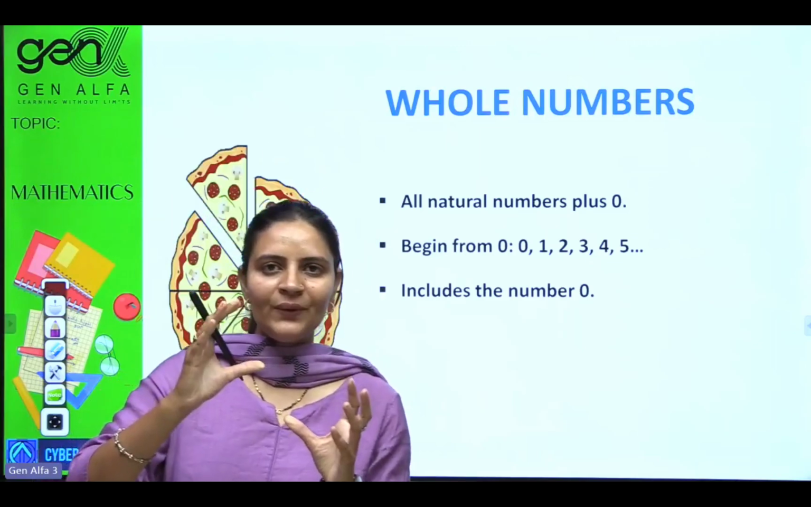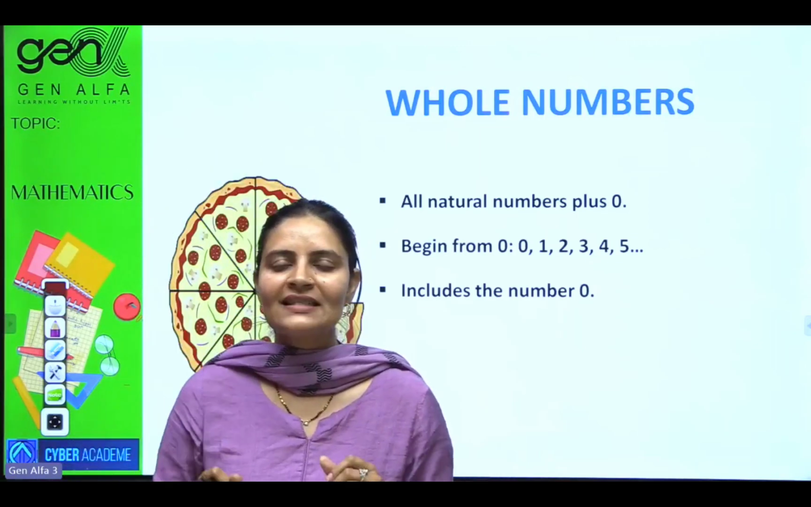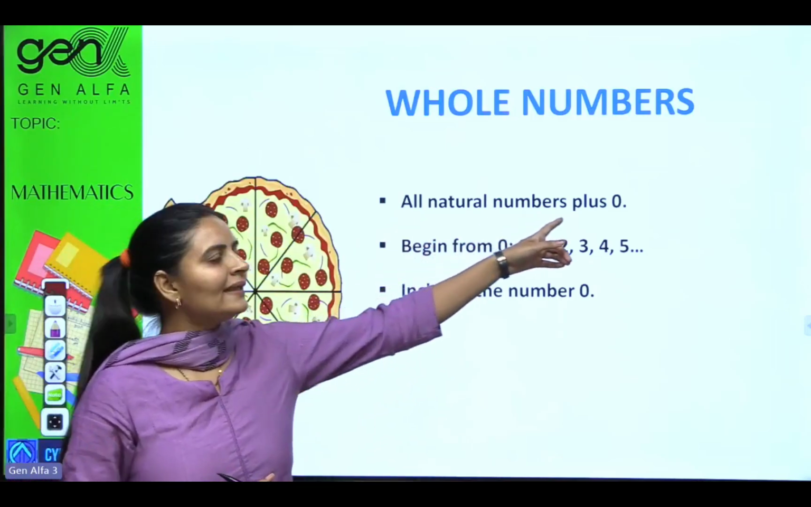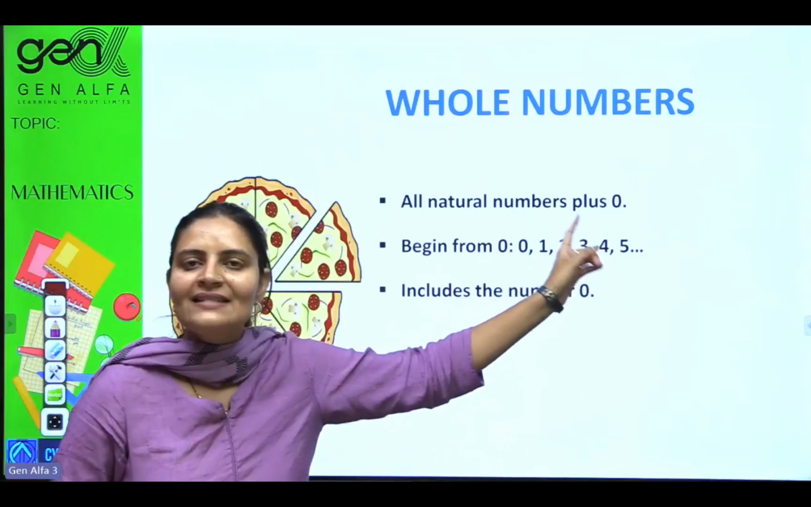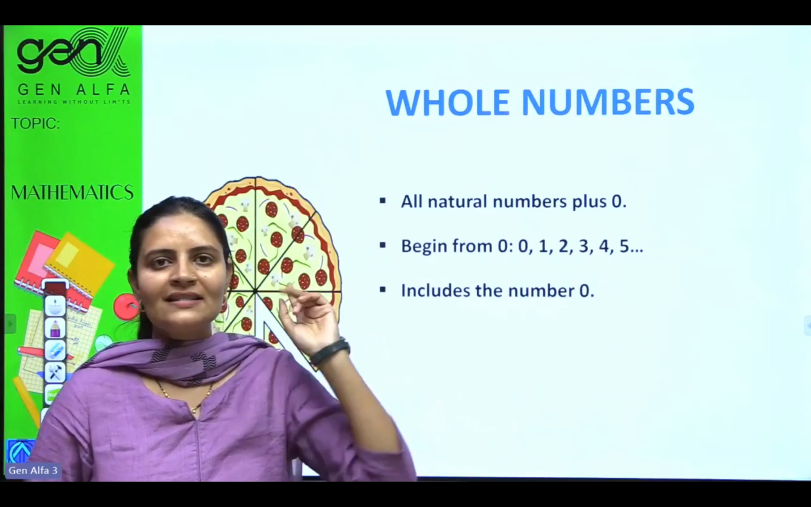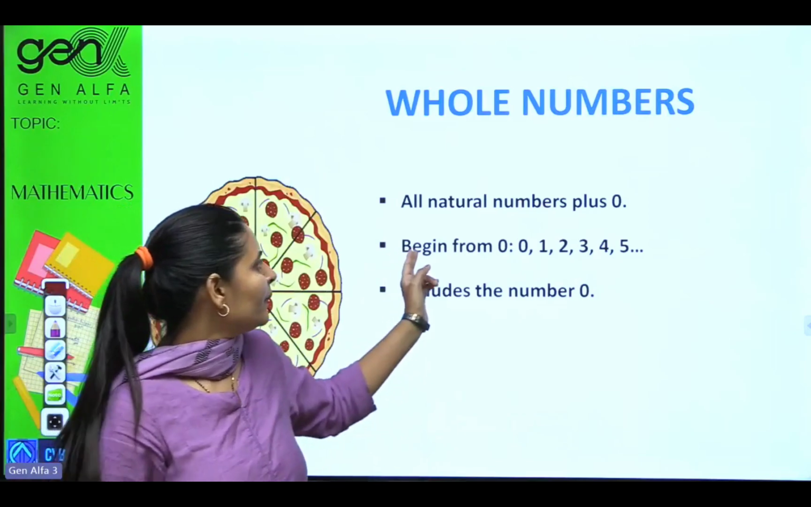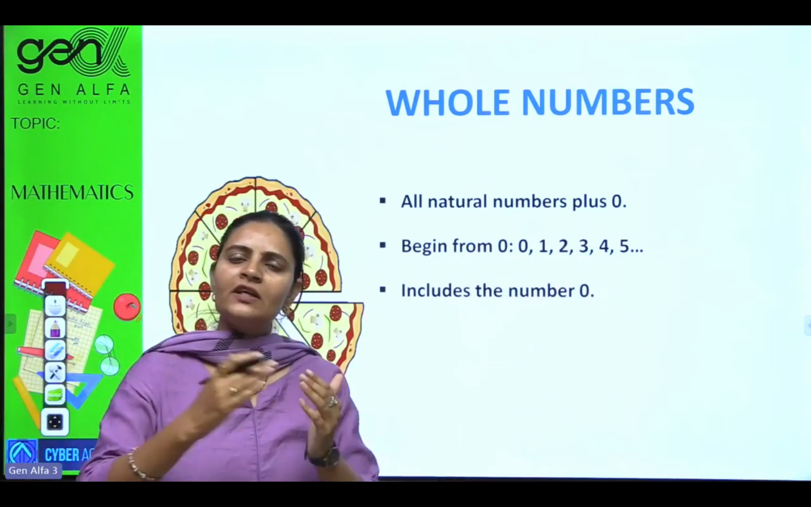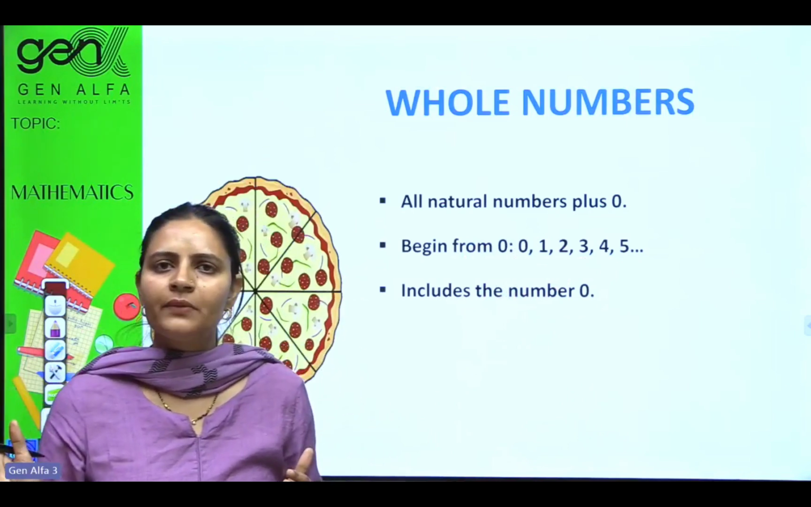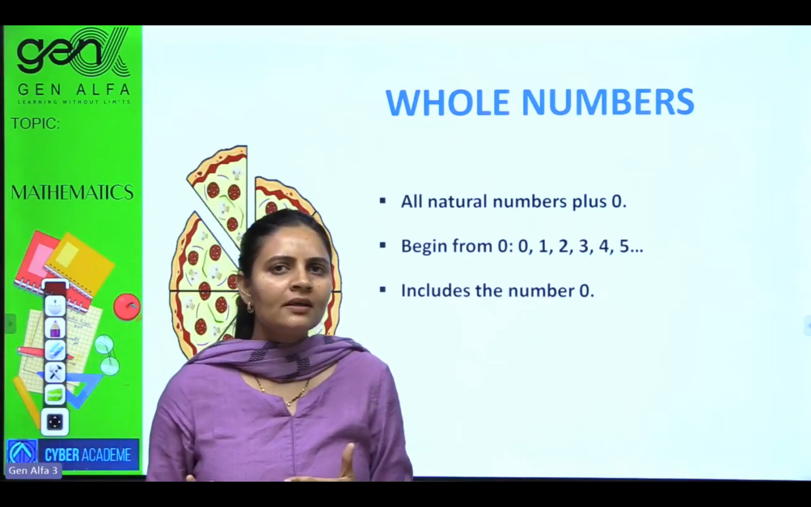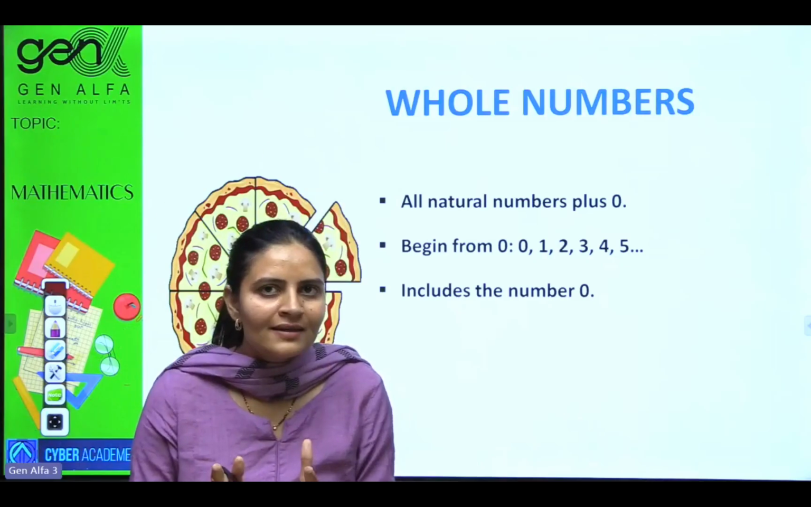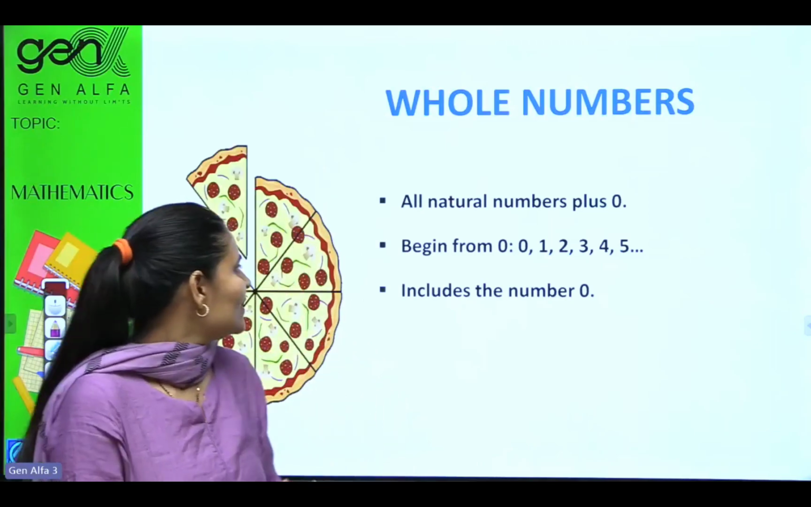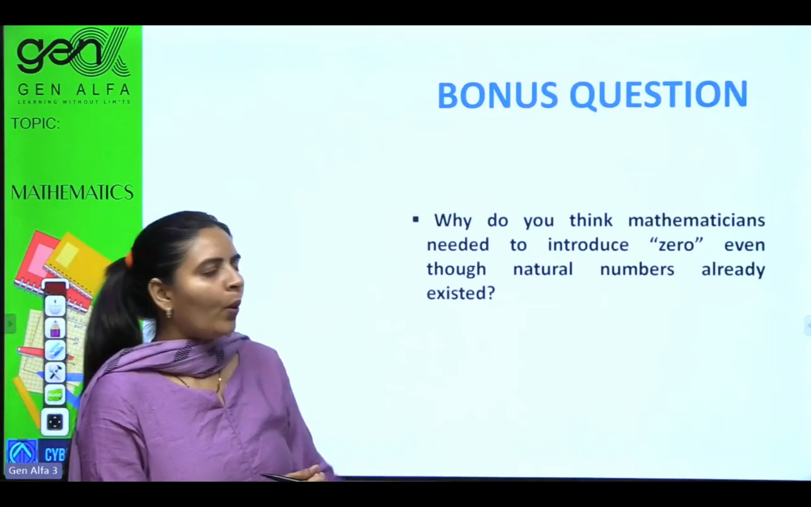Adding zero to the natural numbers gives us the set of whole numbers. So all natural numbers plus zero are counted as the whole numbers set, the second set. So it begins from 0, 1, 2, 3, and keeps on going. Everything is the same as the natural numbers. So what are the whole numbers? The natural numbers, but including the 0. So that was our whole number concept.